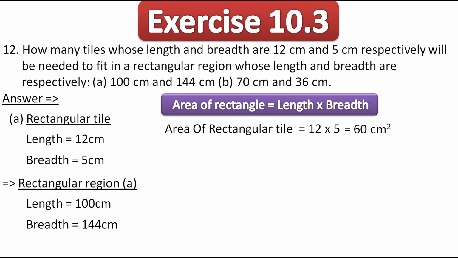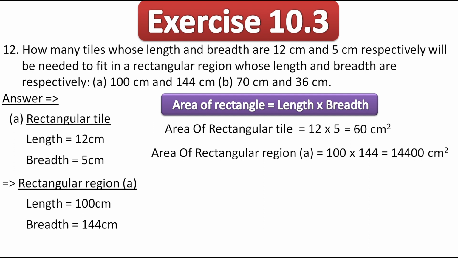And the area of rectangular region A is equal to 100 into 144, which is equal to 14,400 centimeters square. Now to find how many tiles are needed, we have to divide this 14,400 by 60. So let's divide. 14,400 upon 60. Here 0 will get cut.